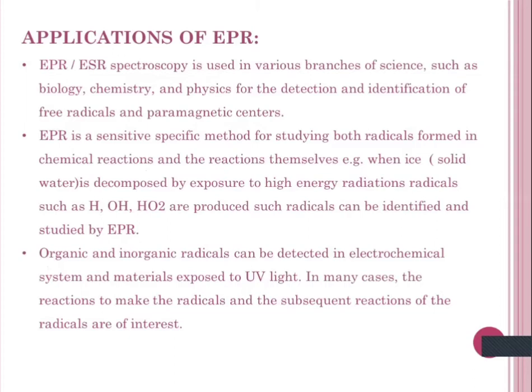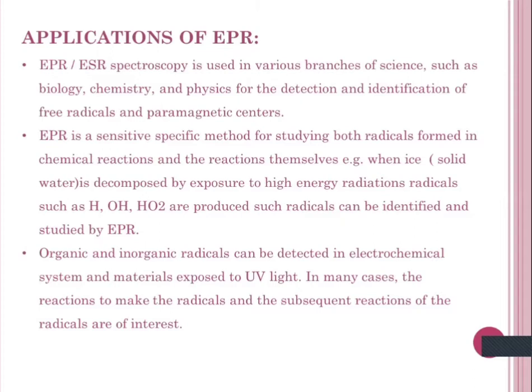Here are the applications of EPR. Electron paramagnetic resonance or electron spin resonance spectroscopy is used in various branches of science, such as biology, chemistry, and physics, for the detection and identification of free radicals and paramagnetic centers, such as F centers.